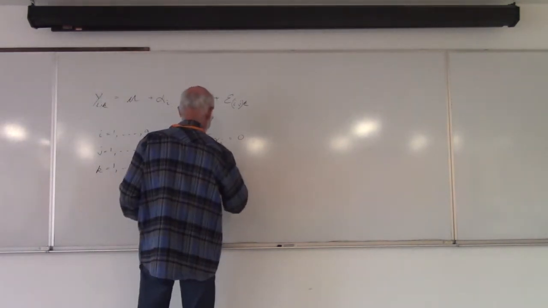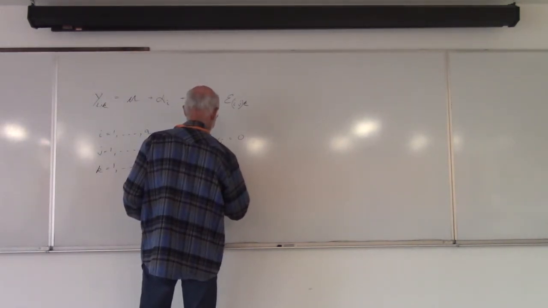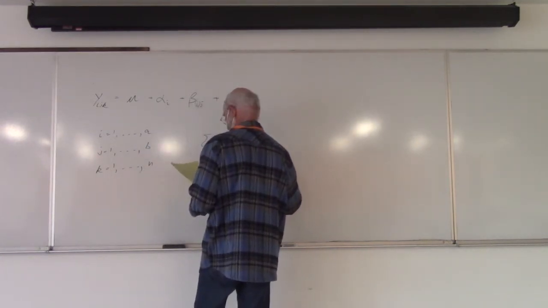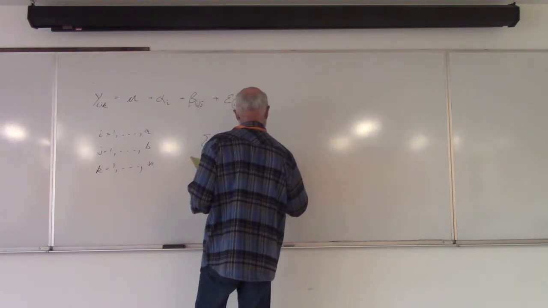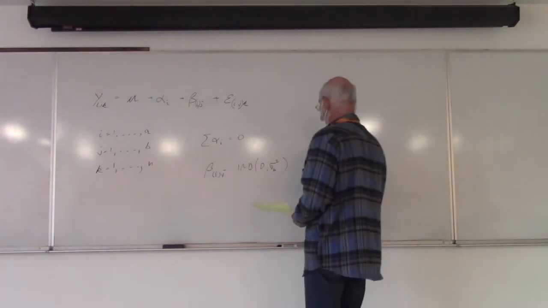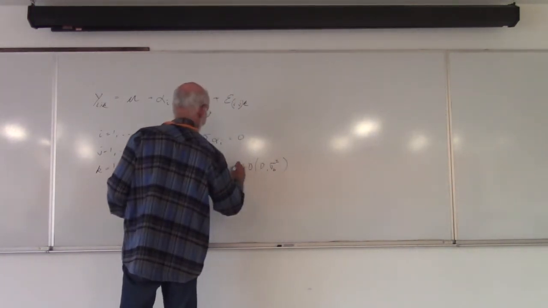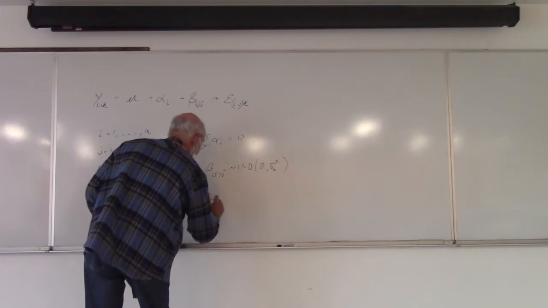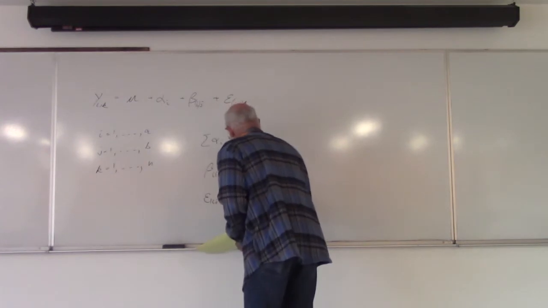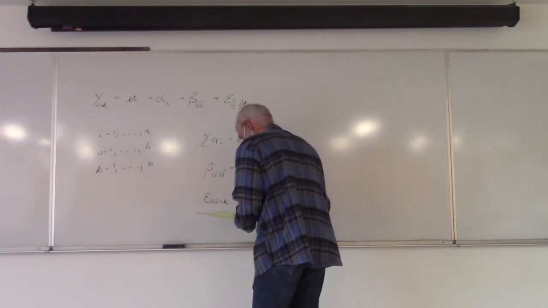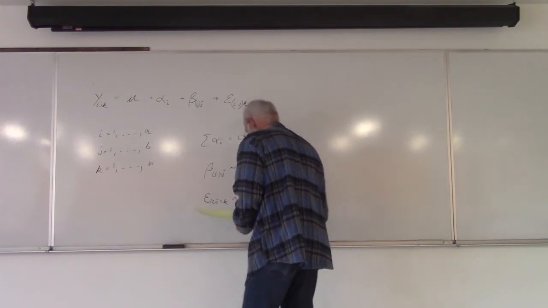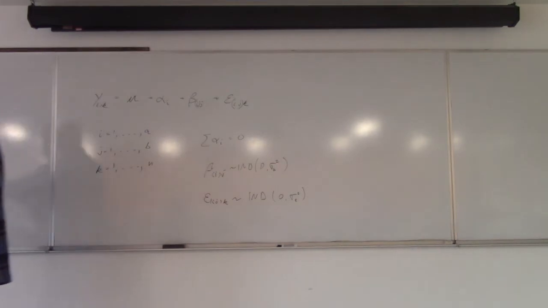My betas, ij's, are going to be identically normally distributed with mean 0 and variance sigma b squared. My epsilons, i, j, k, are going to be identically normally distributed with mean 0 and variance sigma e squared. All right.